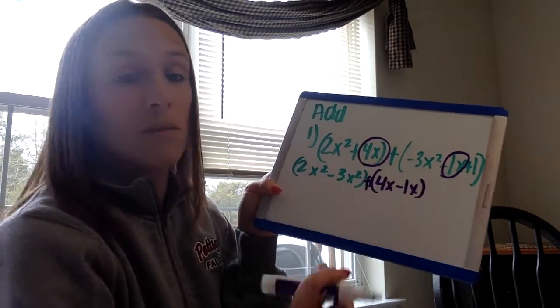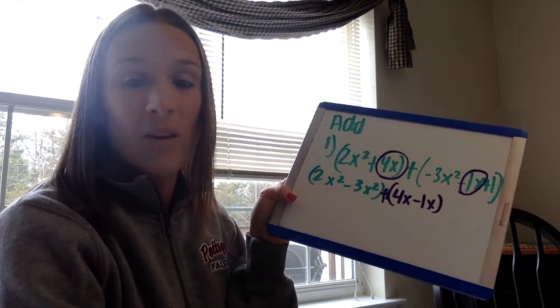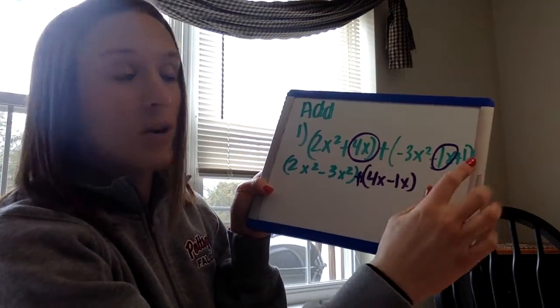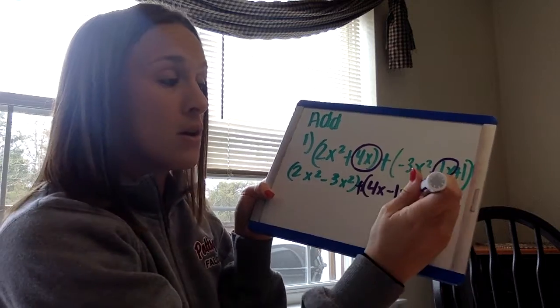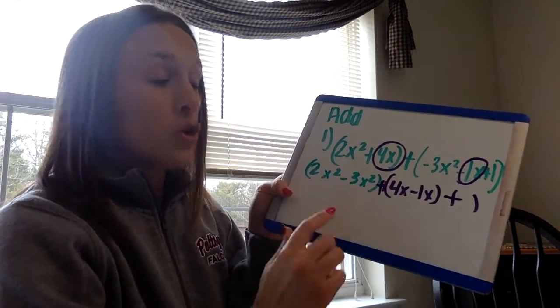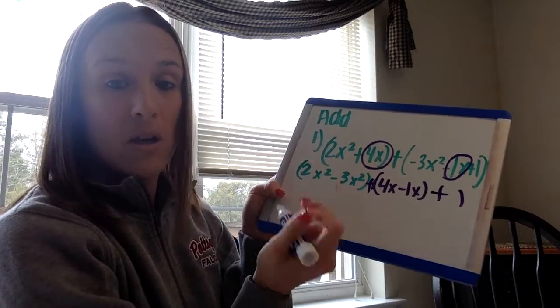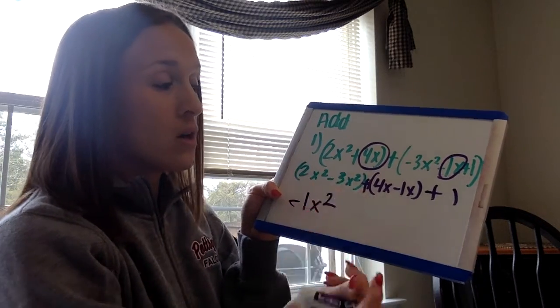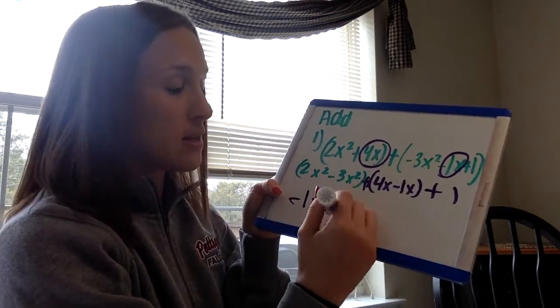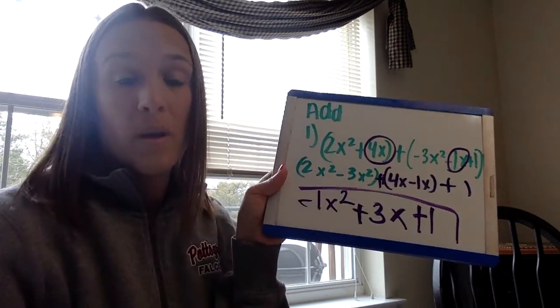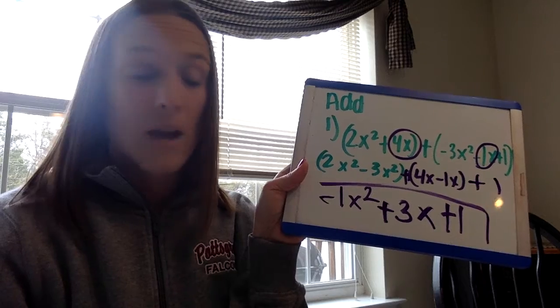That's a plus sign in there. I don't have any more colors. I'm running out of markers. And this is a loner anyway. It would just be plus 1. So you're going to put this together, and this together. So it's going to be 2 minus 3. That's negative 1x squared. 4x minus 1x is positive 3x, and then plus 1. Your final answer would be negative 1x squared plus 3x plus 1.